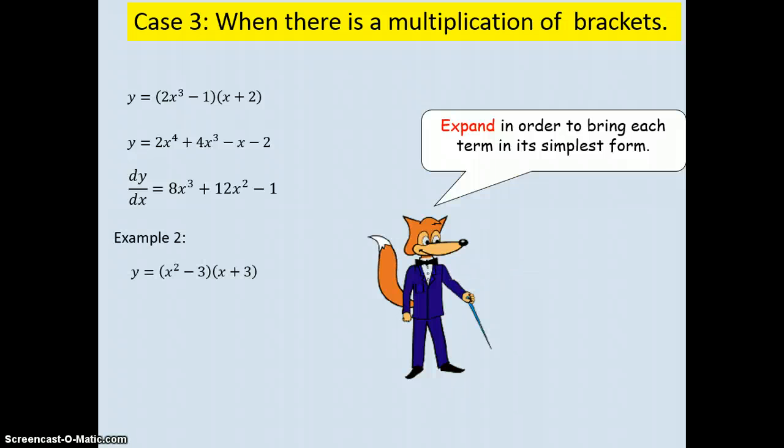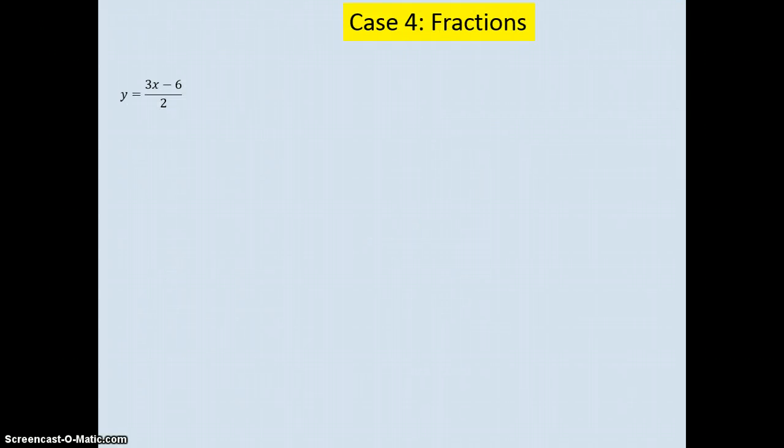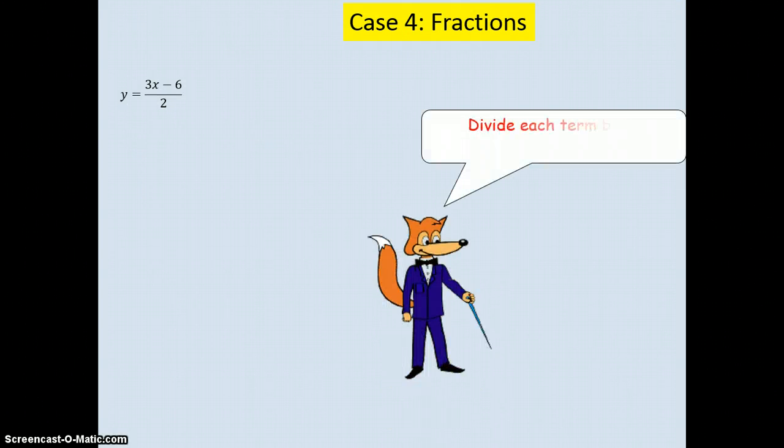Example 2, we have this equation. First you need to expand, you get into this form, and now you can easily differentiate this by differentiating each term. Case 4, when there's a fraction, this means that you need to divide each term by 2. So this 2 here divides each number by 2. So we'll first rewrite the equation like this, and now simplify, and you can easily differentiate. So the answer is 3 over 2.